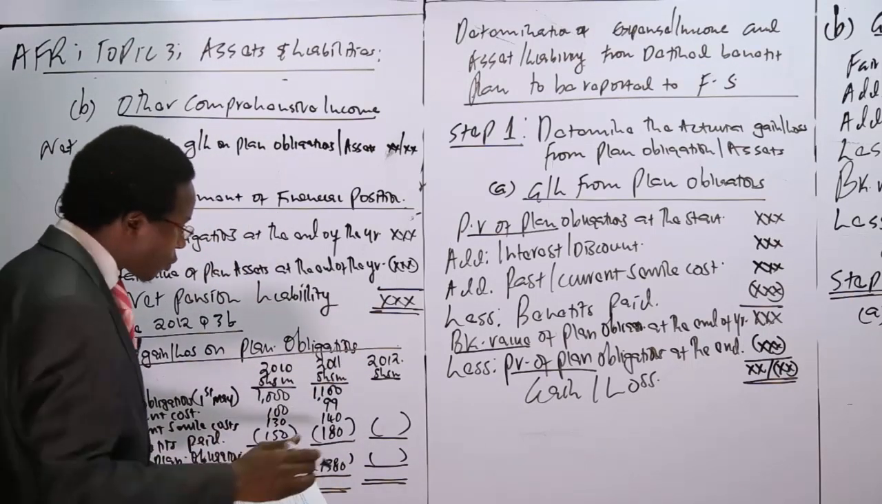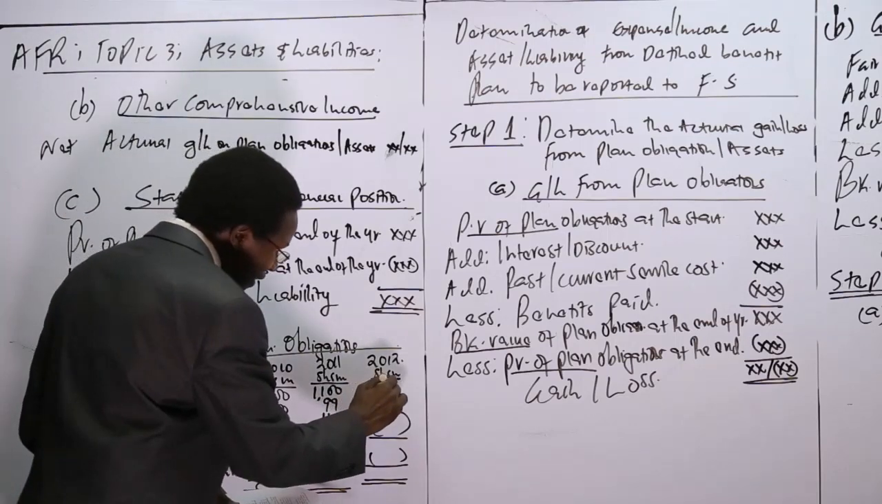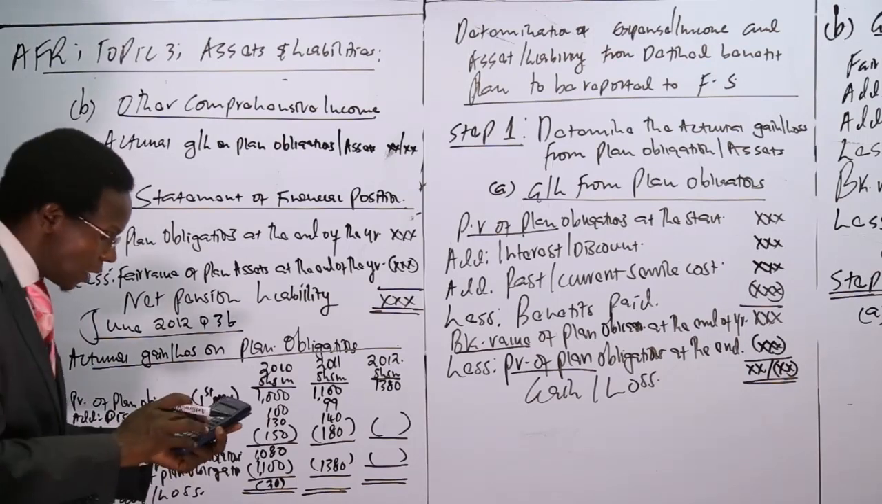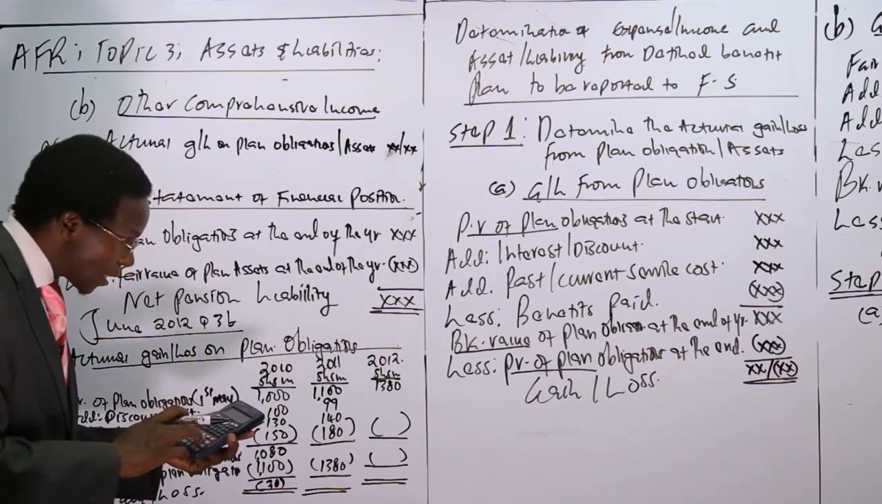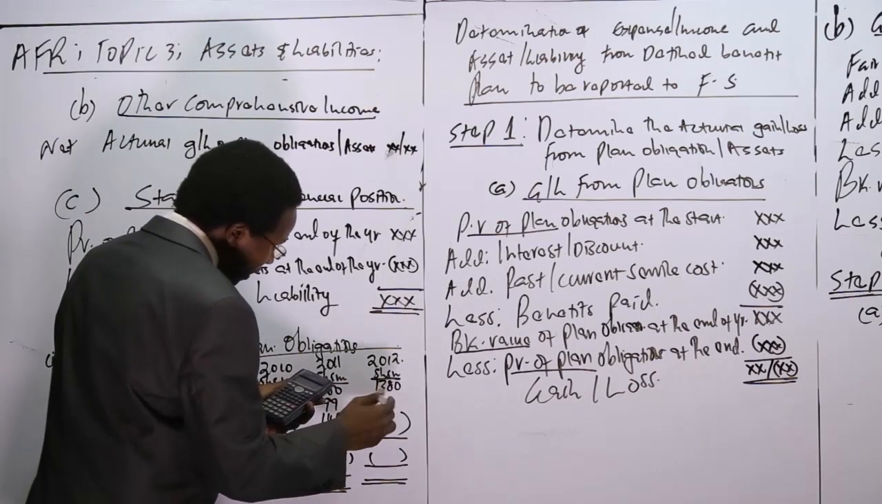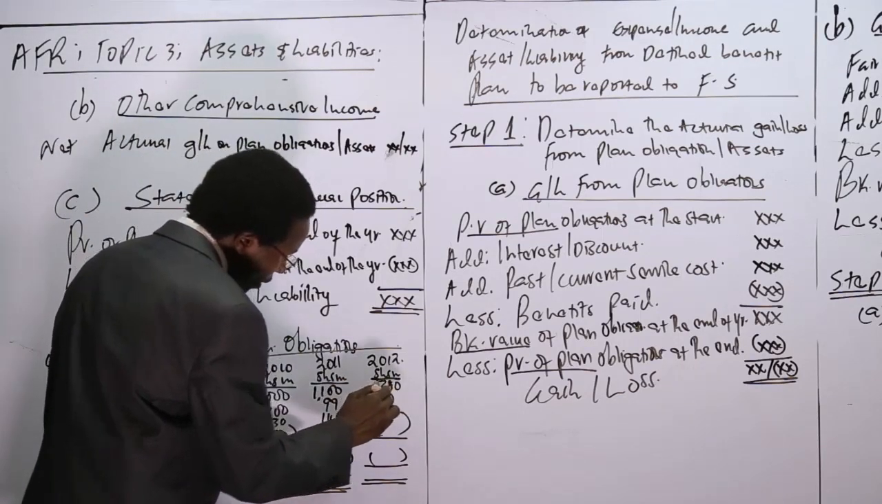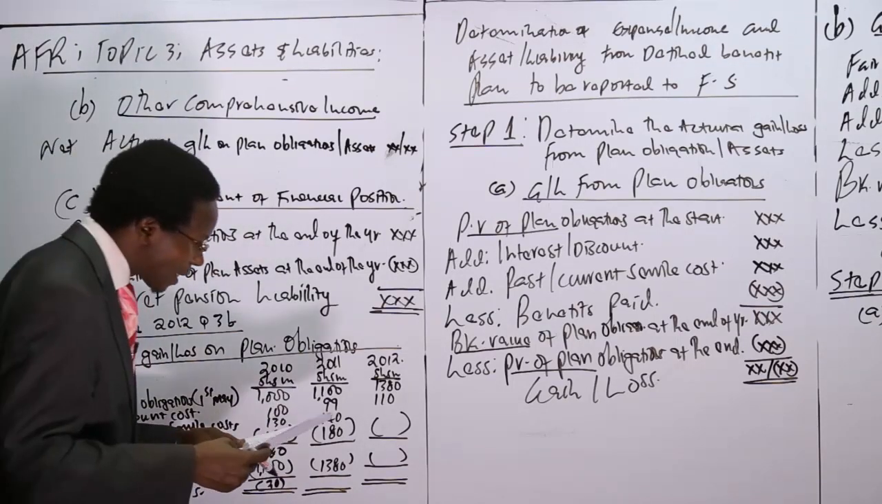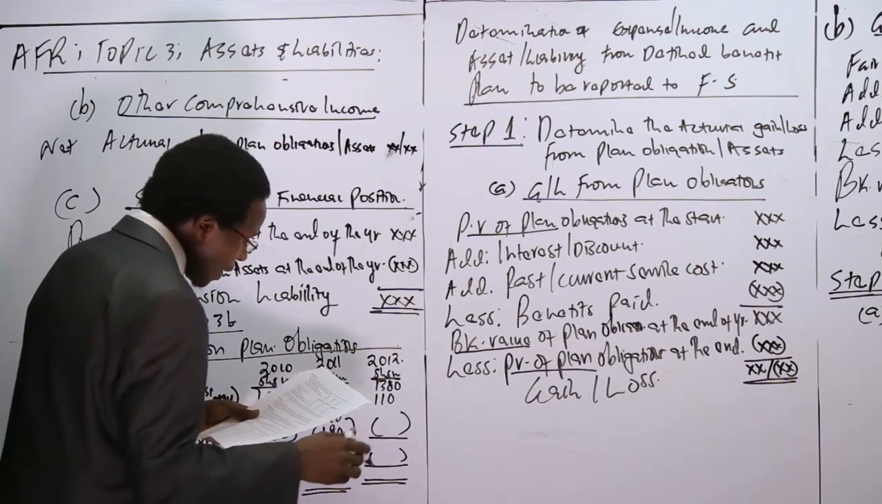I do the same for 2012. This is 1380. The interest is at 8%, as you can see. So I multiply 8% by 1380, and I'm getting 110. Let me just have it as 110. Then the current service cost first and foremost is 150.